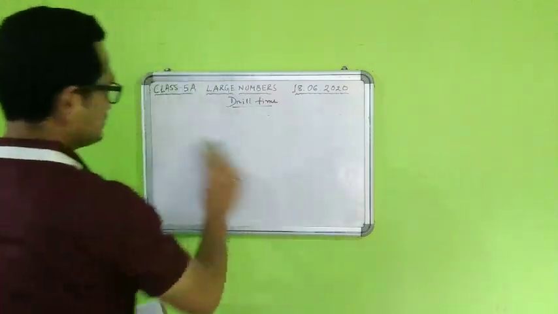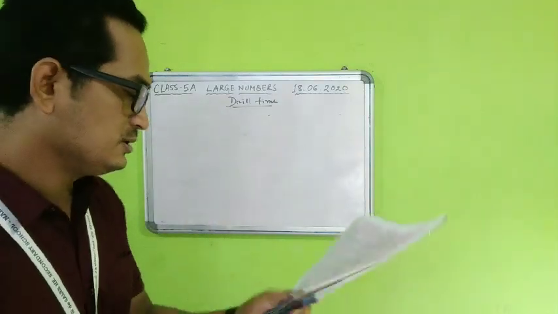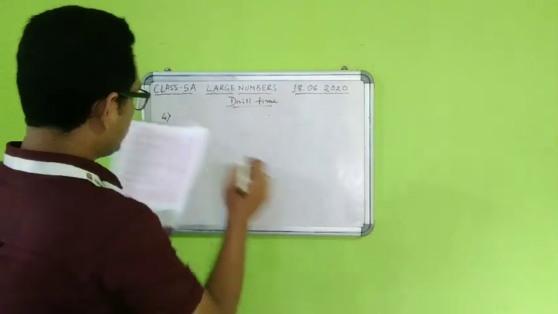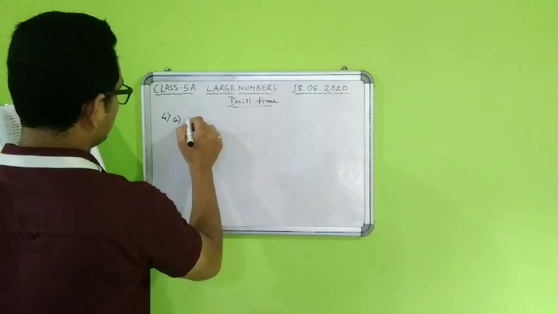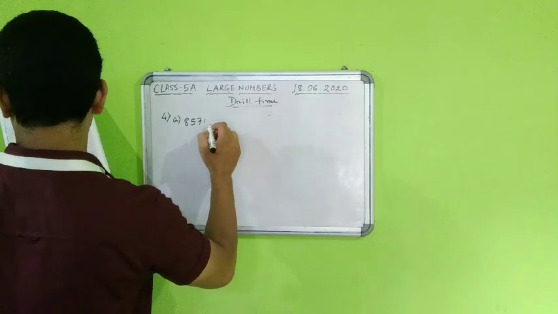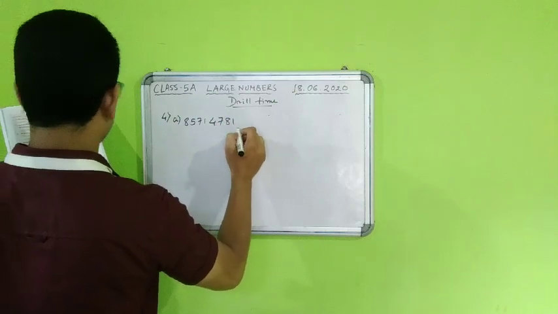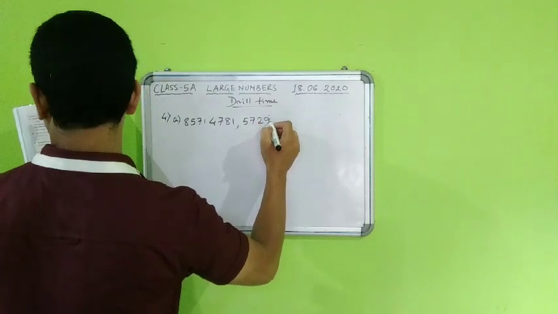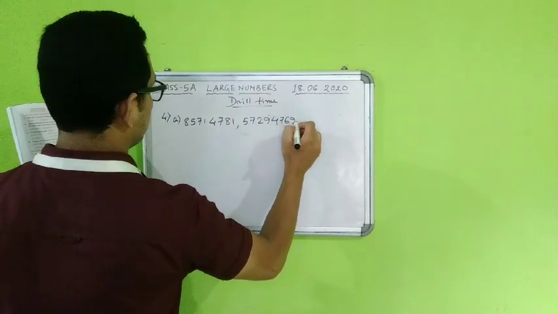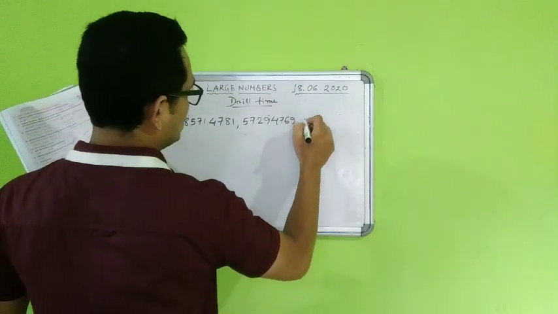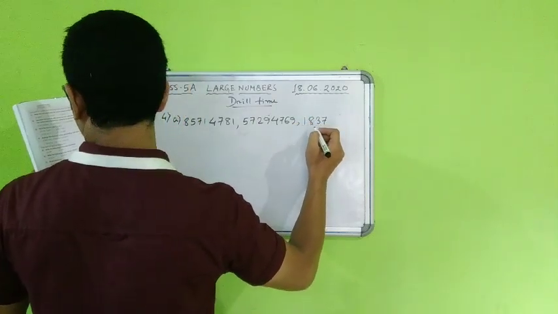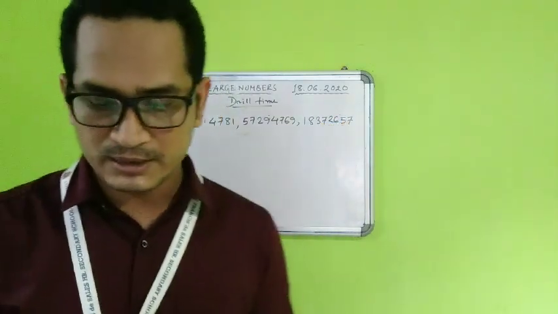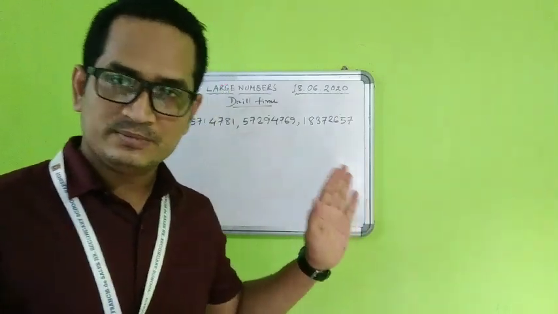Now let us go for number 4, that is arranging. So first I will write down the numbers. 4A: 8571 4781, 5729 4769, then 1837 2657. Now students, before starting the ordering, first of all you see whether all of these numbers have the same number of digits or different numbers of digits.